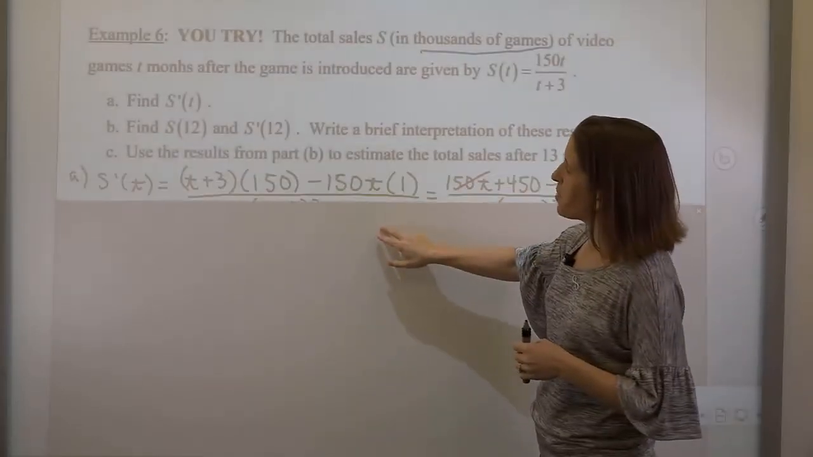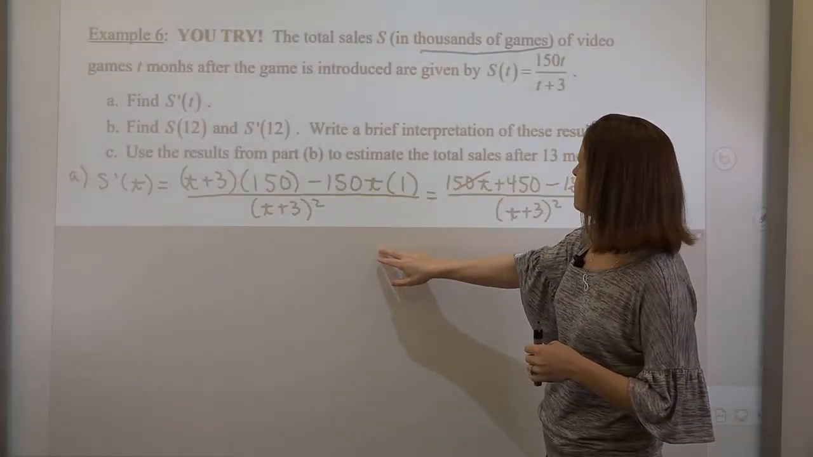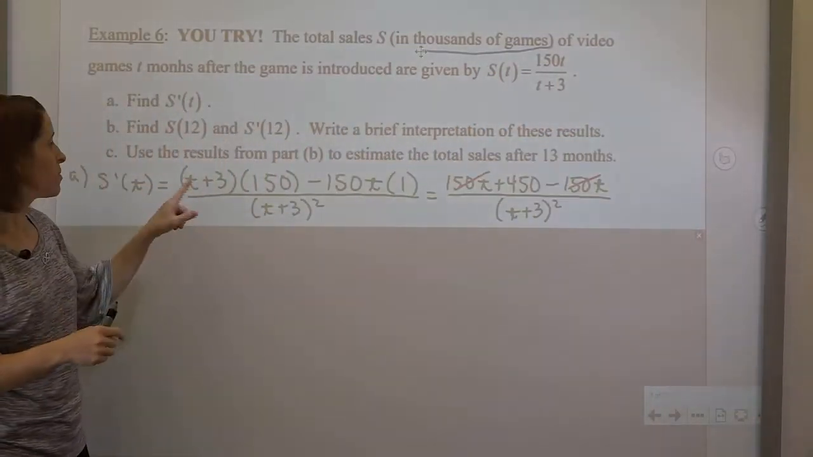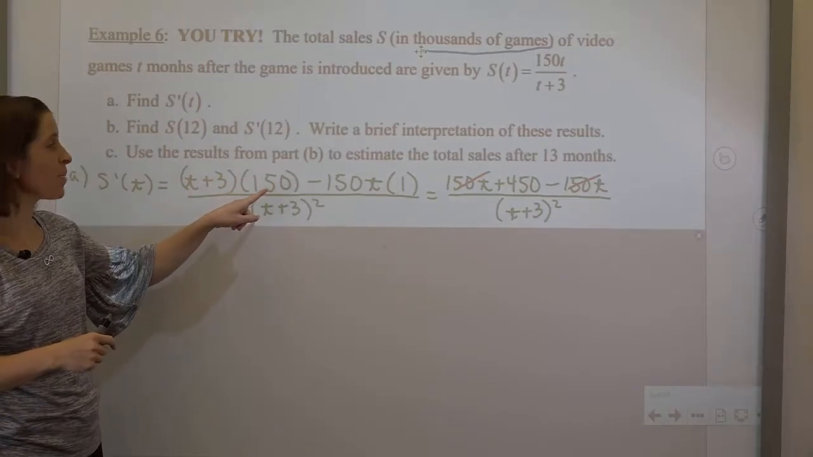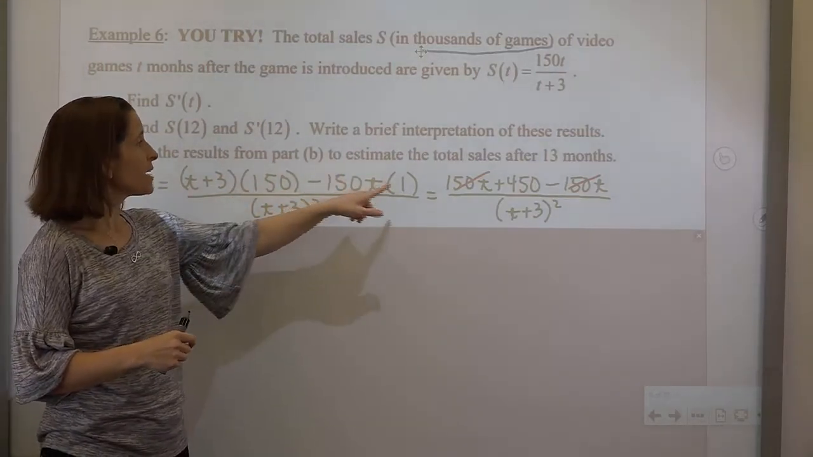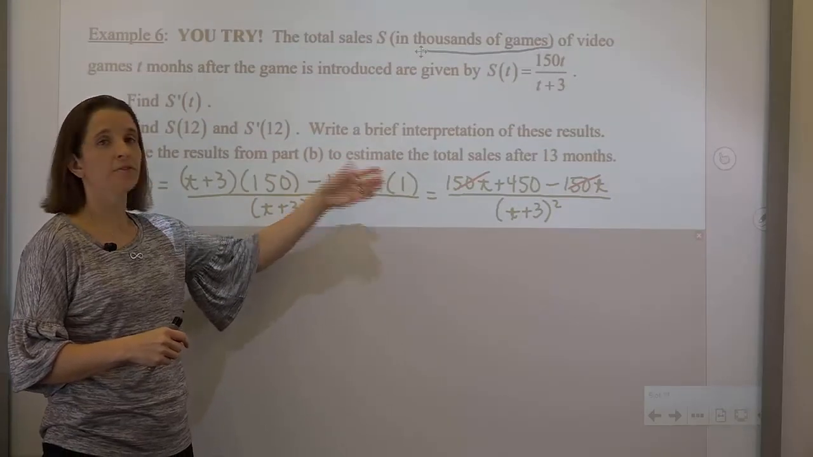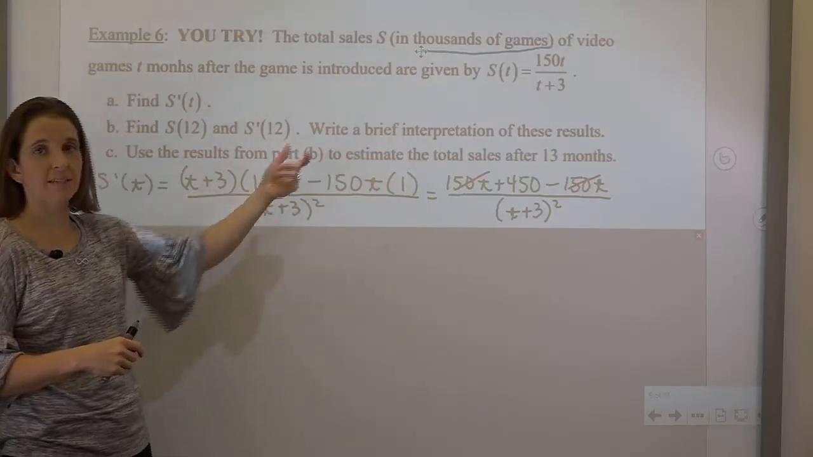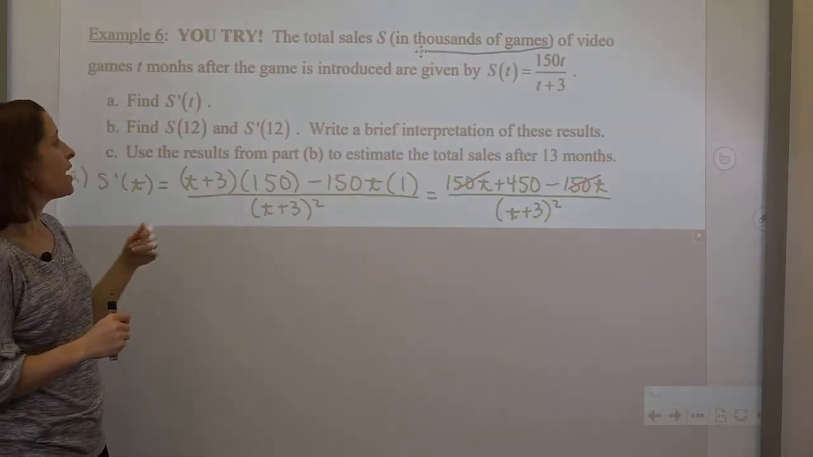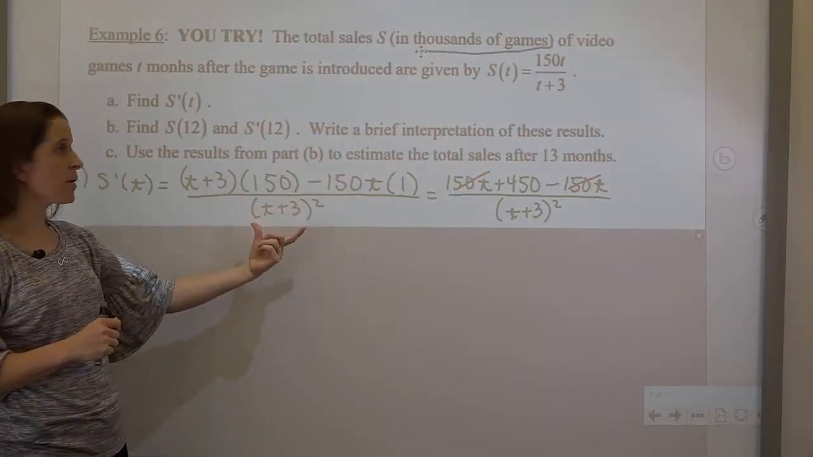Okay, so let's look at part A. For our derivative, we have quotient rule. Bottom times derivative of the top is 150 minus 150t, and top times derivative of the bottom is just 1. If you took an extra step to show the d/dt's here, because it's t, that is perfectly fine. And then it's all over the bottom squared.